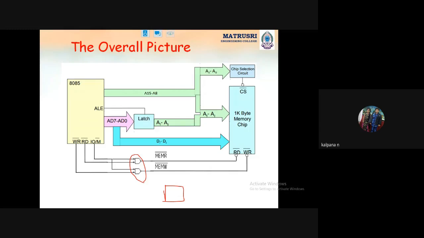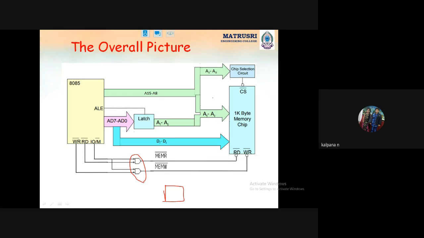See, the same address lines are connected. First, the address lines are connected directly here. Next, the AD lines are connected. Next, the data lines are connected. The latch is used to separate the A from AD. NAND gate, memory read, memory write. See, memory read, memory write. Why? Because we are interfacing memory.